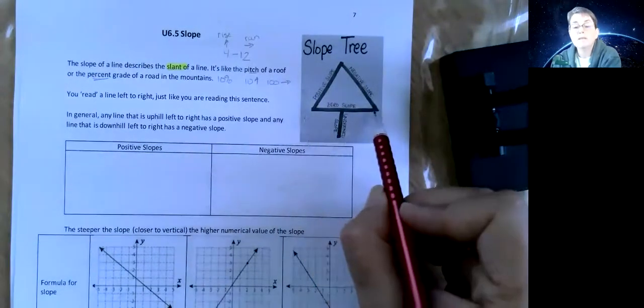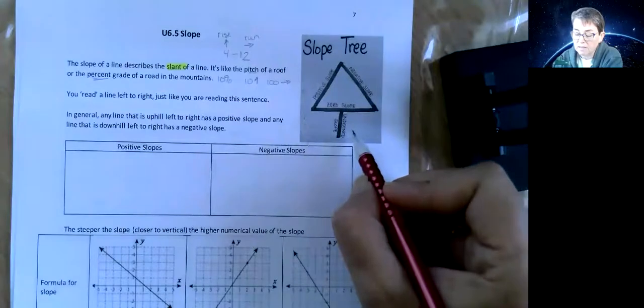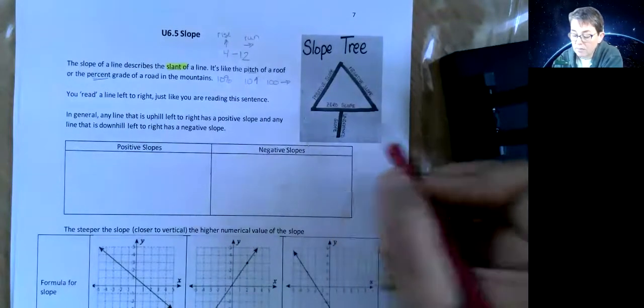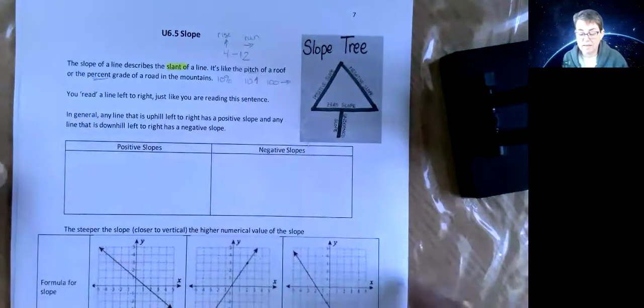Zero slope is probably the easiest one to understand because there isn't any. It's flat. The one that might be a little harder to see and understand is undefined slope. A line that's vertical has an undefined slope, and we will talk about that later.